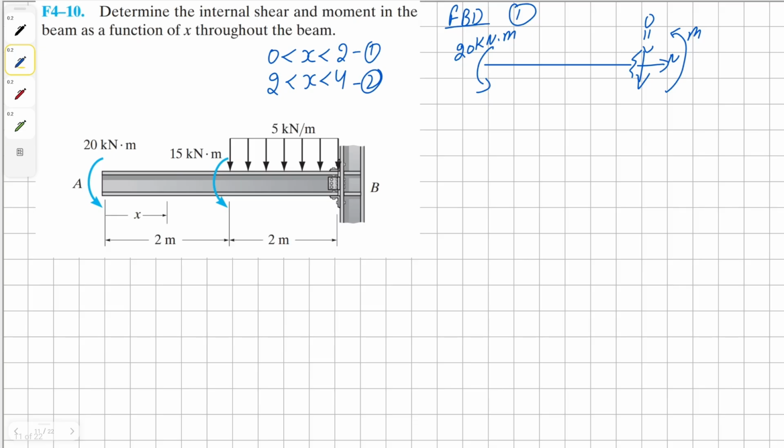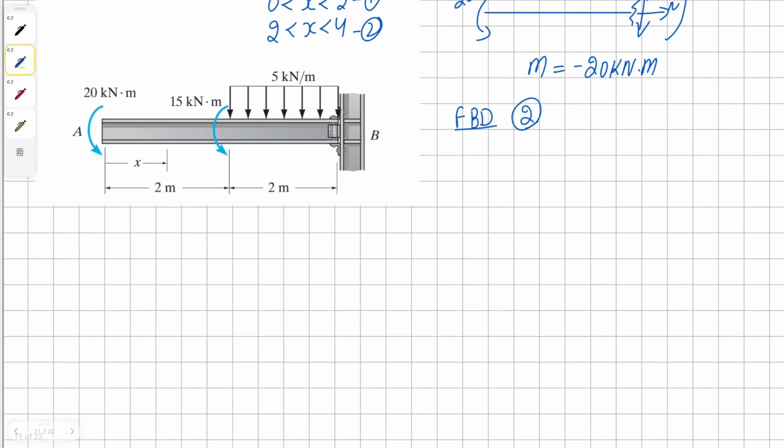And then for our moment, because it's a super simple version, we can solve without even using our moment equilibrium equation. We know that our moment for this cut is going to be negative 20 kilonewton meters. Now we can draw our free body diagram for the second phase of this beam.